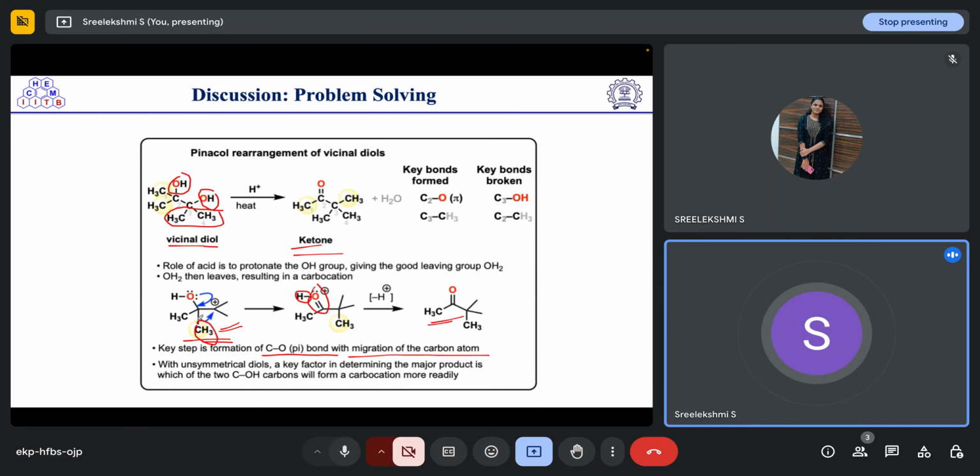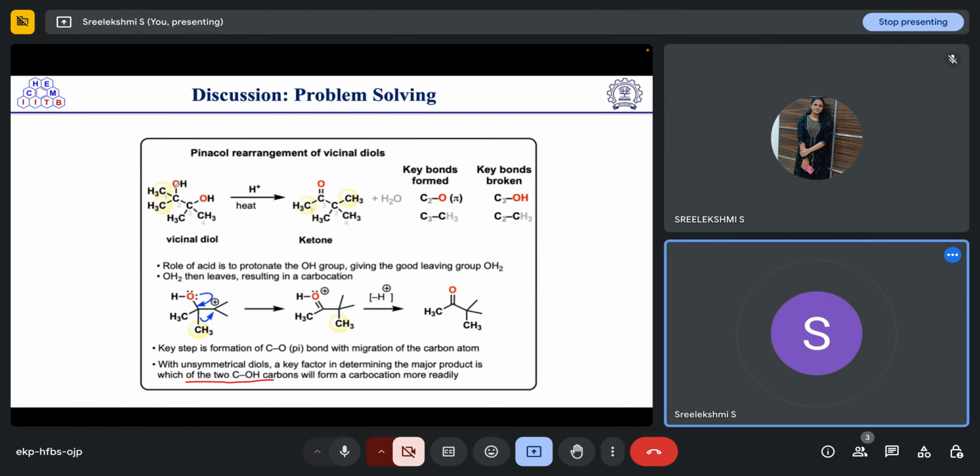So this is getting migrated and this bond is getting formed. That is the key step of this reaction: formation of the carbon-oxygen pi bond with the migration of the carbon atom. Here we have seen the case of a vicinal diol which is symmetrical, that is, on both carbons all the substituents are the same. If we had an unsymmetrical diol, the major determining factor would be which of the two carbon-oxygen bonds will form a carbocation more readily, either this or this.